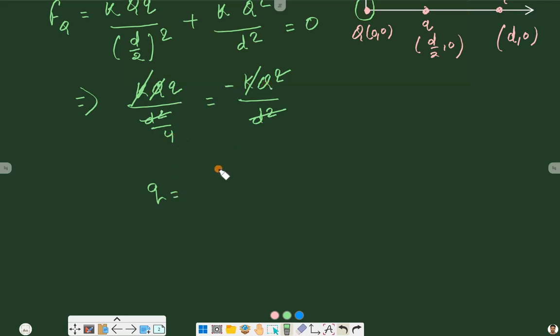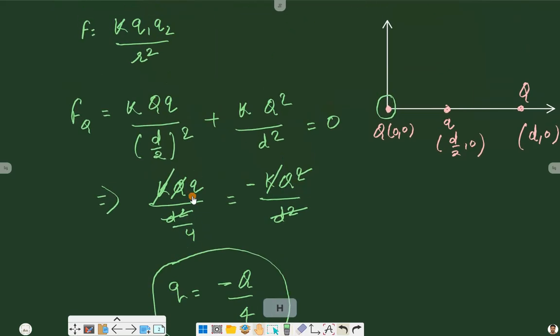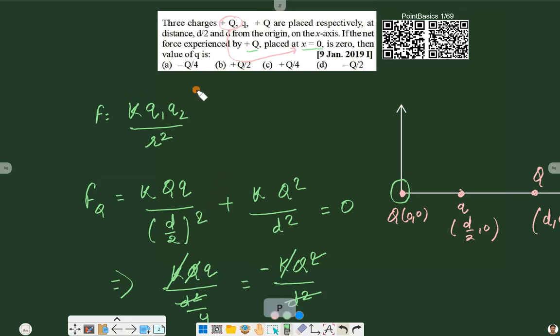So we have q is equal to minus Q by 4. This 4 will be in the denominator from this side. So minus Q by 4 is the answer which we found after calculation. And if we compare, here it is. So option A is the right answer as per our solution.